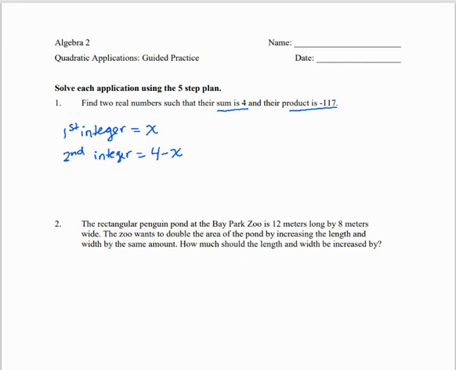And the equation is that we know their product. So the first integer times the second integer has to give me the product of negative 117. What you need to now do is go ahead and distribute that. 4x minus x squared equals negative 117. And now rearrange that so that it equals 0 and solve.